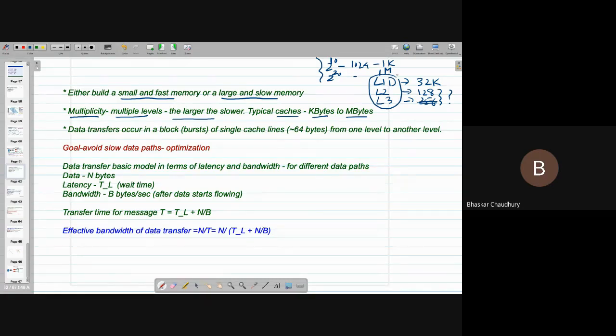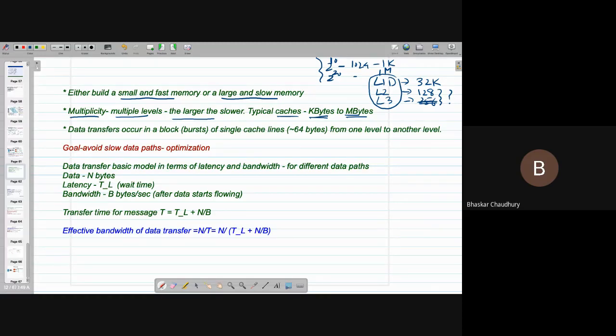What is the size of the L1 data cache? What is the size of the L2 cache? And what is the size of the L3 cache? This changes from architecture to architecture. Typically caches are from kilobytes to megabytes, so you can confirm these numbers once again.